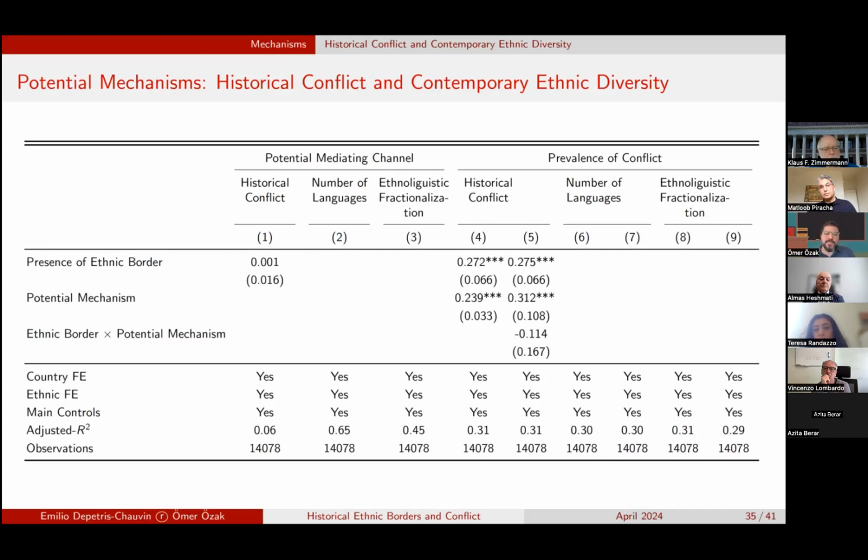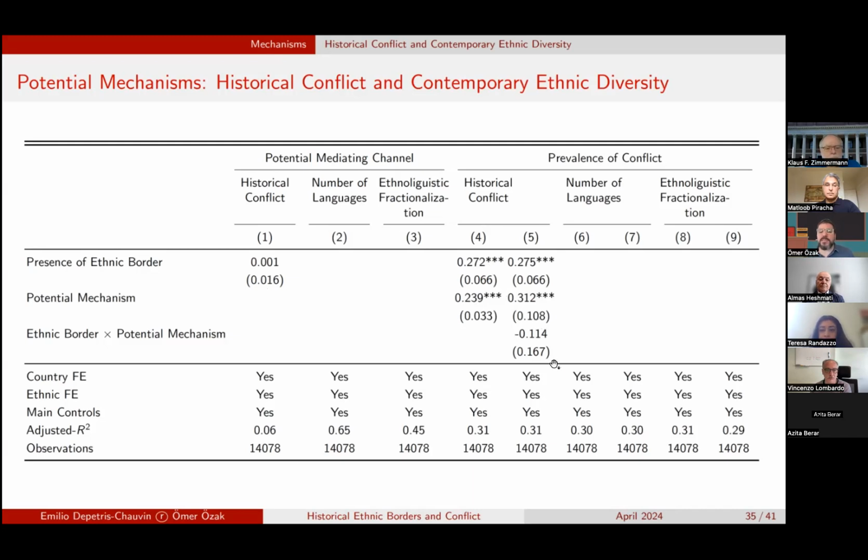If population was scarce and land wasn't in the past, we should not expect to find conflict at borders. And indeed, that's what we find, right? There is basically no effect or correlation between the presence of a historical ethnic border and historical conflict. Still, historical ethnic conflict matters for contemporary conflict, but it doesn't affect our coefficient.